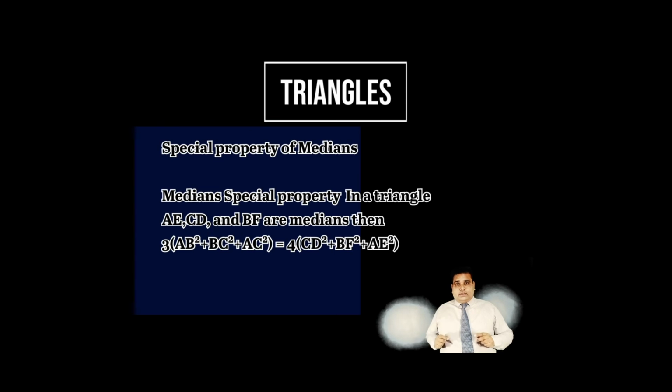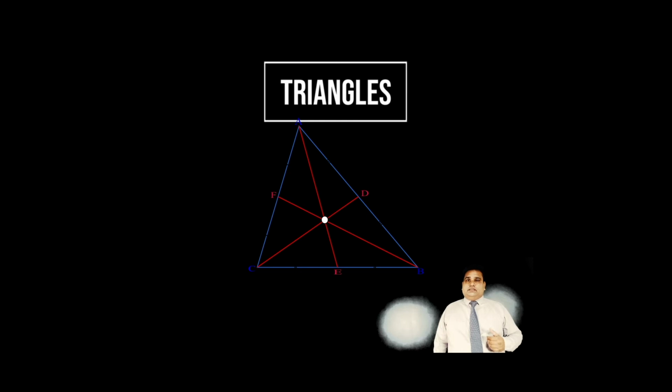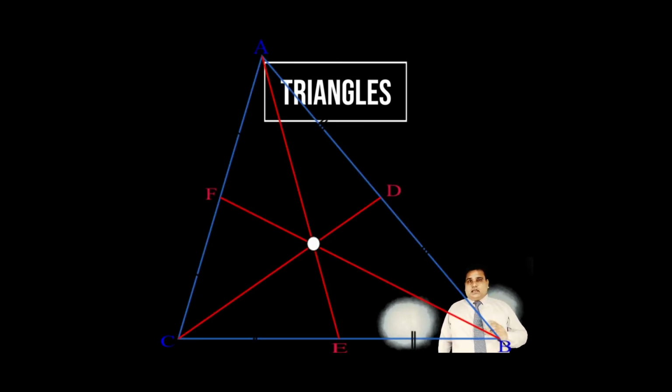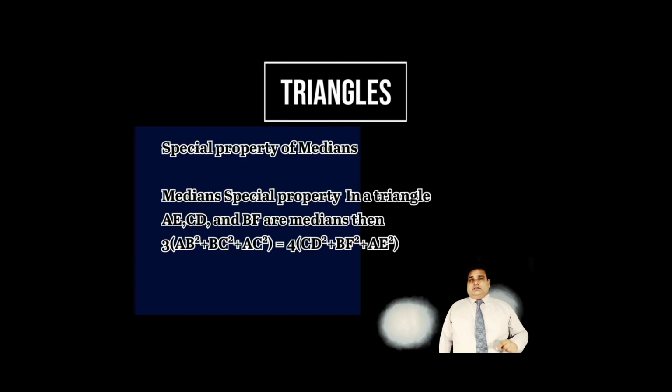Concept number 40, a special property of median. As you can see in the diagram, in triangle ABC we have three medians, AE, CD and BF. One interesting property of median is that 3 times the sum of the squares of all three sides and 4 times the sum of the squares of all three medians will always be equal.